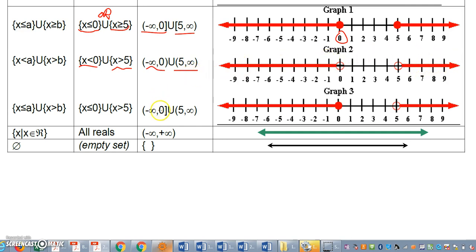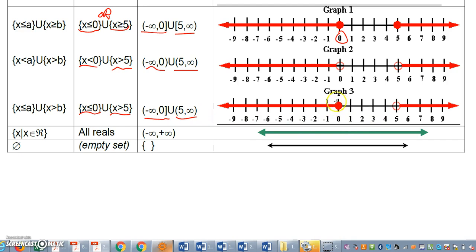And then again, I won't do both of these, but I'll just do one of those. If we wanted to include one, like say we wanted to include the 0, we could say x is less than or equal to 0. And then if we don't want to include the 5, we could say x is greater than 5. And so in interval notation, that would be negative infinity to 0 with a bracket, but it would be 5 to infinity with the parenthesis by the 5.